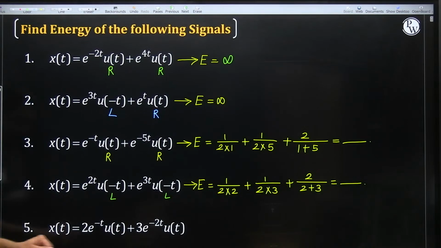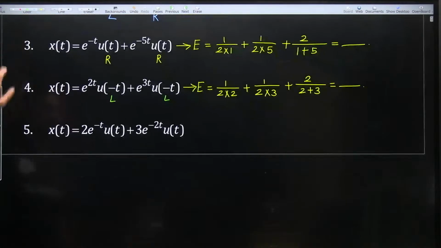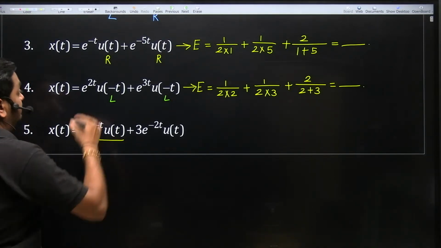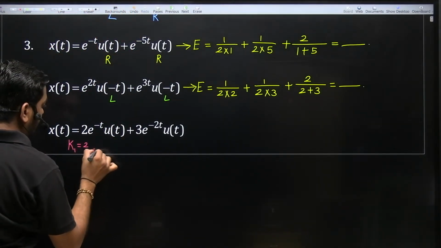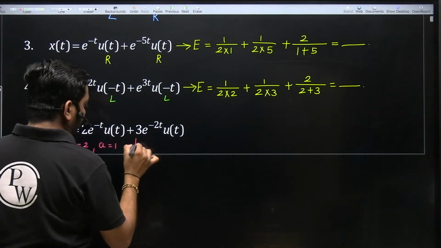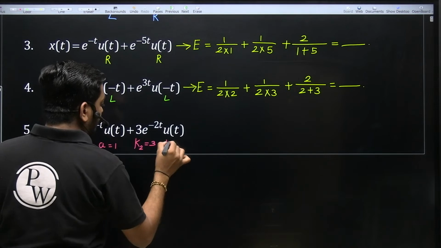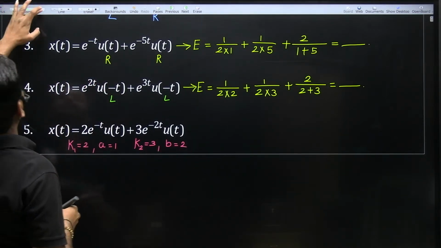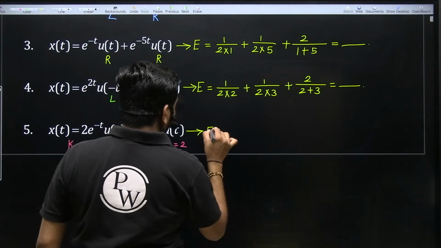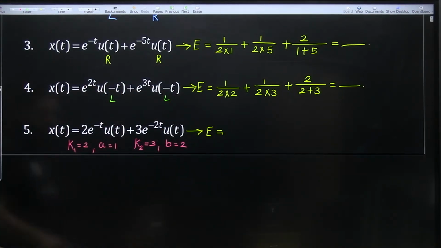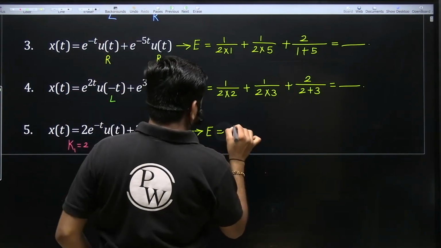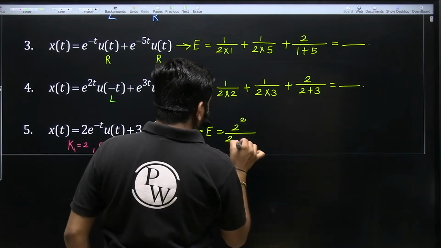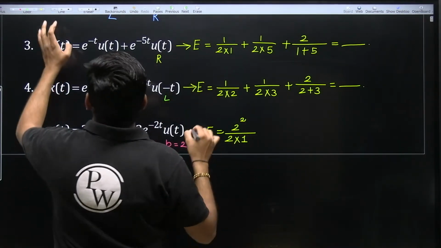Clear? Now the last question is very, very important, guys. See, what is the energy of the first signal, guys? Here you can see, what is the value of K1? K1 equal to 2, and a is equal to 1. And here K2 is equal to 3 and b is equal to 2, guys. So what is the energy of the first signal? K1 square, that is 2 square, upon 2 into a, with a equal to 1.